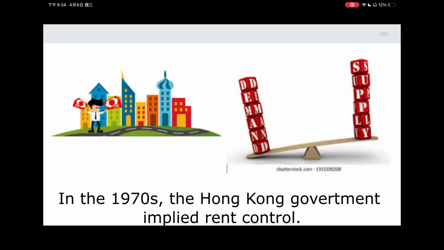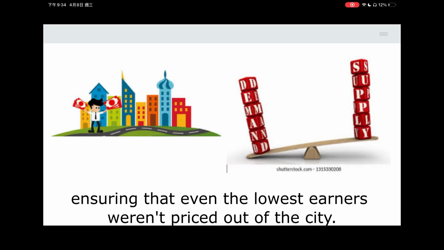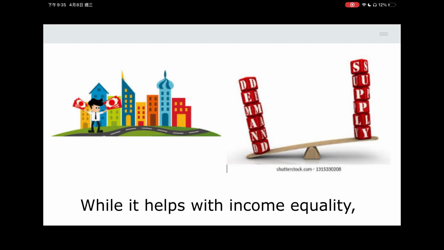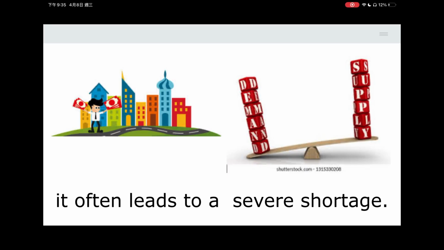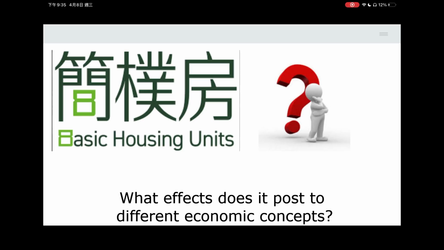In the 1970s, the Hong Kong government implemented rent control. The government tried to equalize opportunity, ensuring that even the lowest earners weren't priced out of the city. While it helps with income equality, it often leads to a severe shortage. To solve this problem, the government introduced the Basic Housing Unit, which is the BHU. What effects does it pose to different economic concepts?